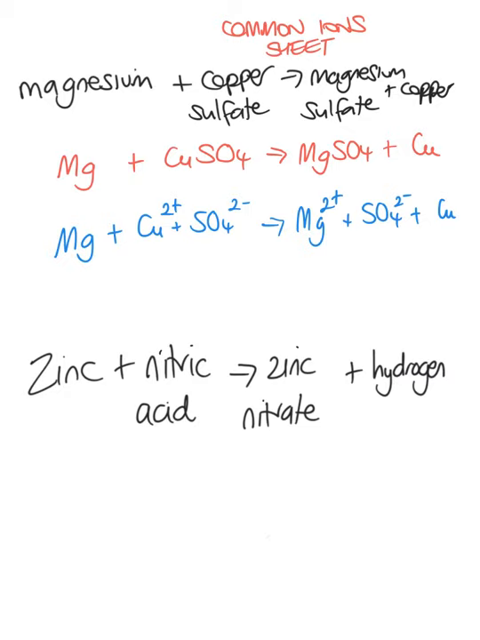Now we have to remove something called spectator ions. These are ions that have not changed on either side of the equation. If you look at magnesium here and you look at magnesium here, you can see that the atom has changed into an ion. So they are not spectator ions because it has undergone a change. Look at copper. Copper is 2+ here and it's a neutral atom here. So it has undergone some kind of change.